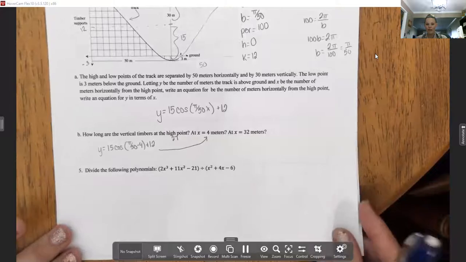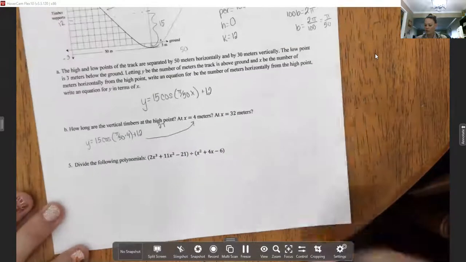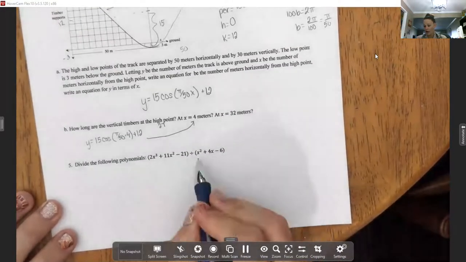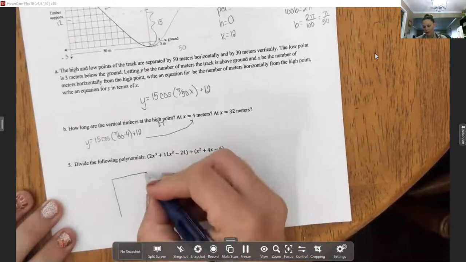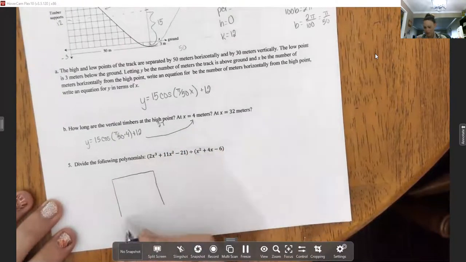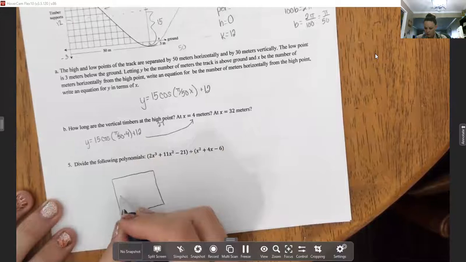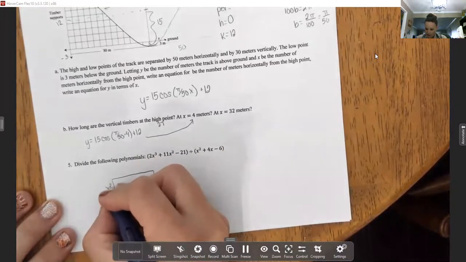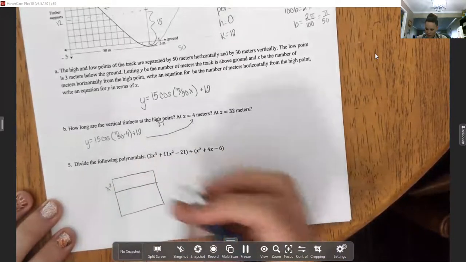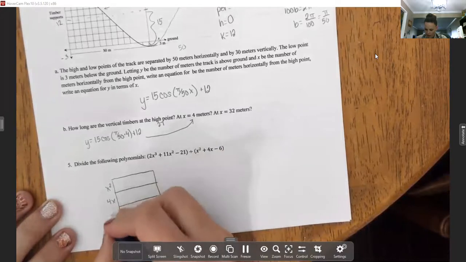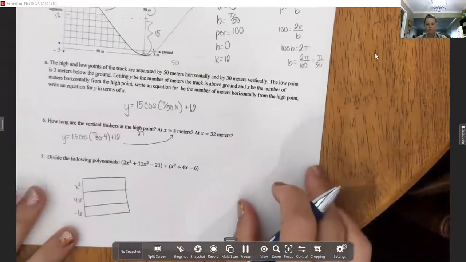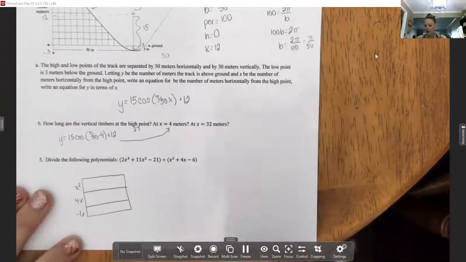Okay, so divide the following polynomials. So we're dividing by a quadratic, which means our box has to be 3 tall. I don't know how wide it needs to be. Well, so we know this is x squared, 4x and negative 6. My box is very crooked, but that's okay.